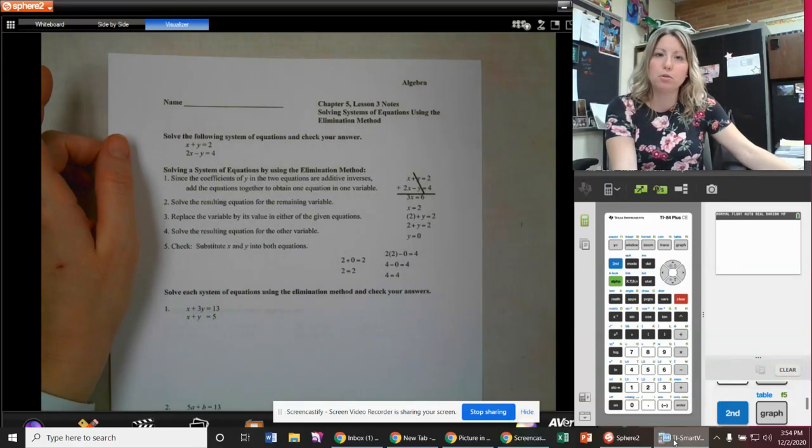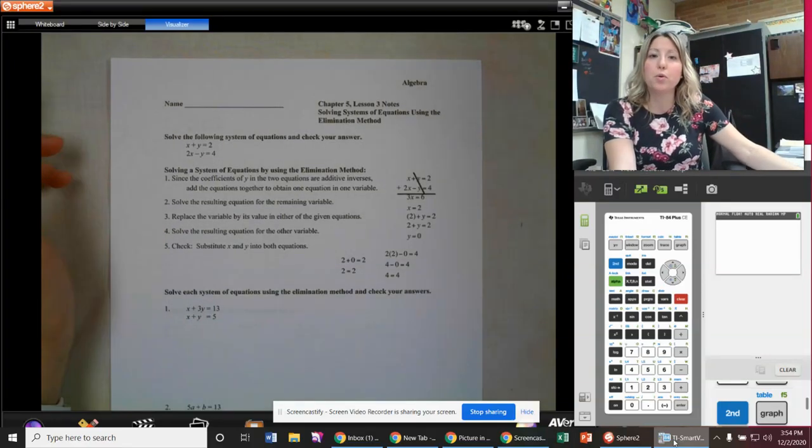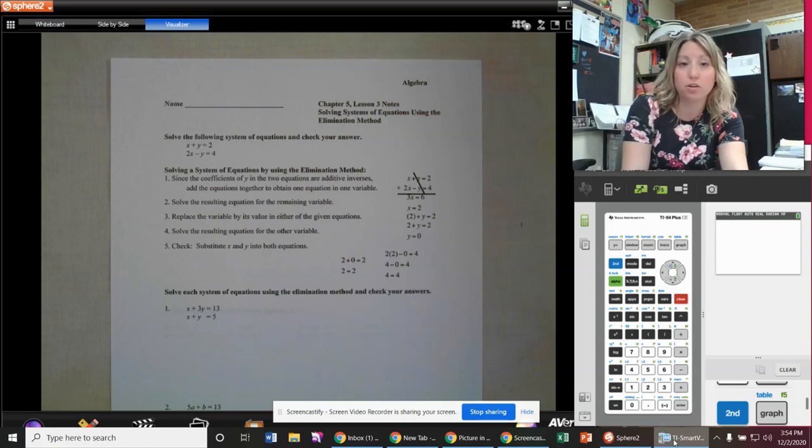Algebra. Welcome to your Chapter 5, Lesson 3 notes. We are going to talk about solving systems of linear equations by elimination today.